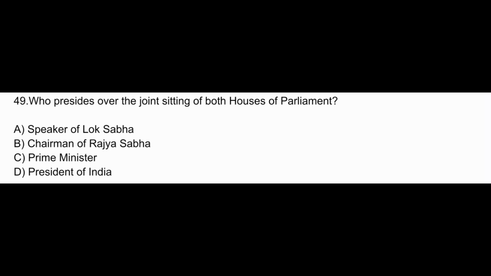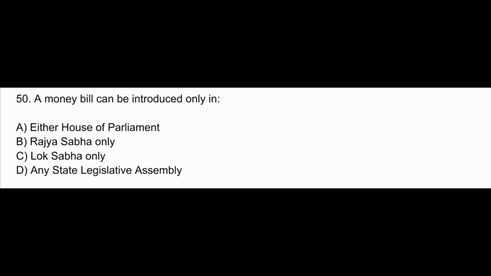The next question. Who presides over the joint sitting of both the houses of Parliament? A, Speaker of Lok Sabha. B, Chairman of Rajya Sabha. C, Prime Minister. D, President of India. The next question: a money bill can be introduced only in A, either House of the Parliament; B, Rajya Sabha only; C, Lok Sabha only; D, any state legislative assembly.